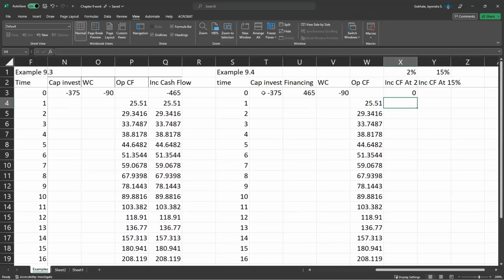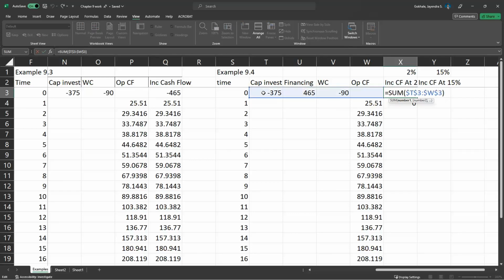Now what are the incremental cash flows? Obviously here we've added these up, but here we'll add these. Oops, it should be $T3 and $W3. We're not fixing the 3, we're only fixing the column numbers. But we also have to add the interest cost or the interest burden of this loan.